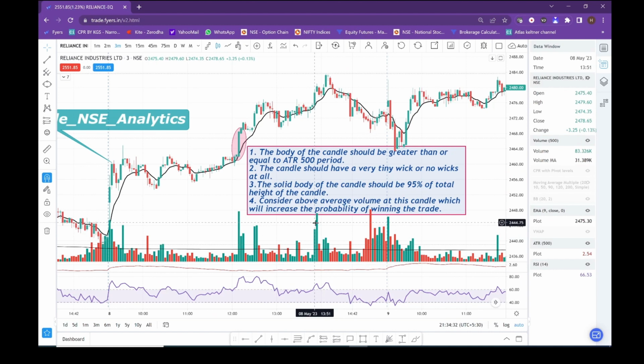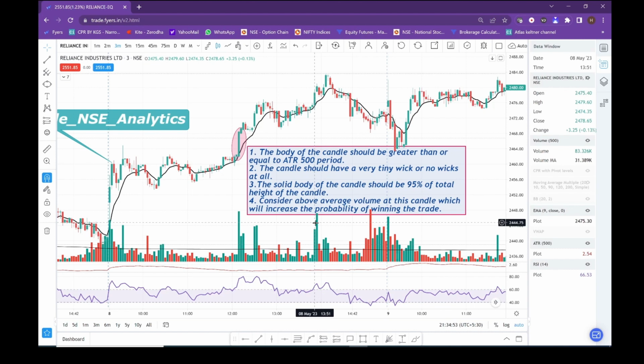Now let's categorize the momentum candle based on probability of winning the trade. Yes, we have 4 types of momentum candle. On a scale of 1 to 4, type 1 has the highest probability of winning the trade compared to type 4, but all 4 types are tradable.